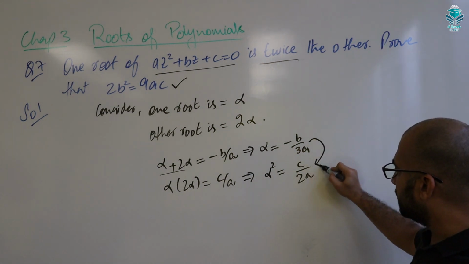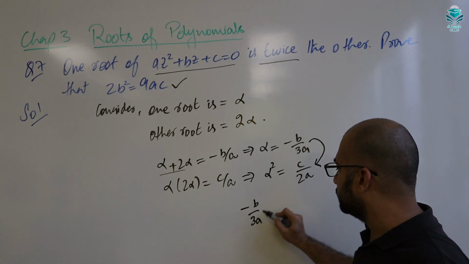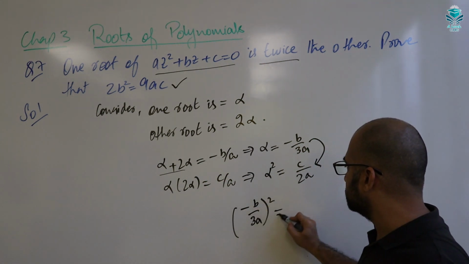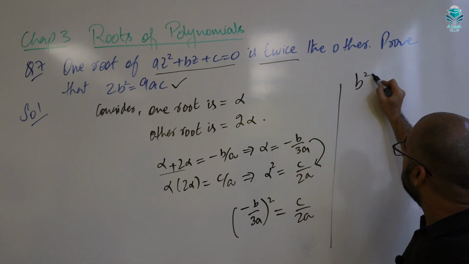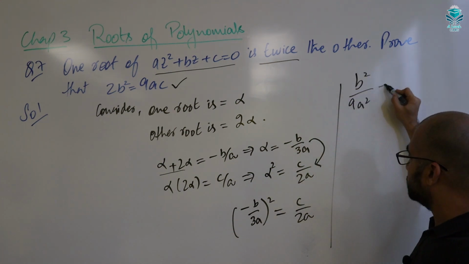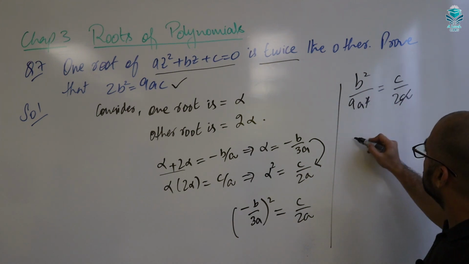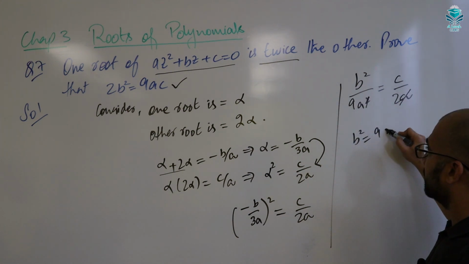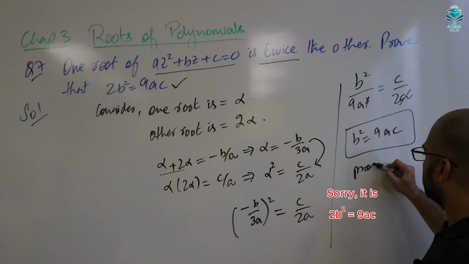Substitute this alpha into alpha square, you will get minus b over 3a, squared, is c over 2a. So student, you have b square over 9a square equals c by 2a. You can cancel out and you have b square is 9ac. You can see that it is proved.